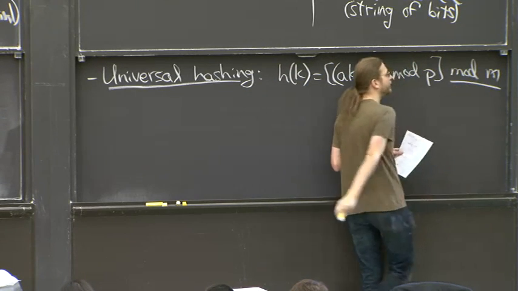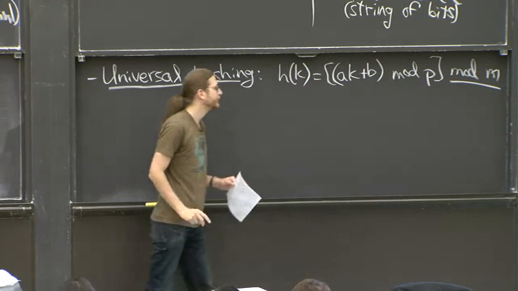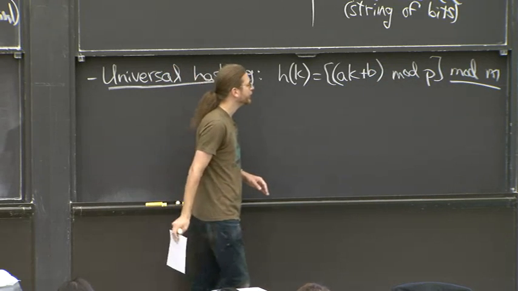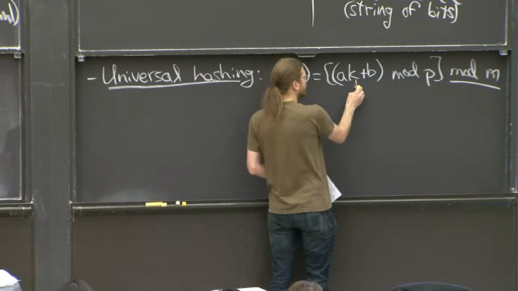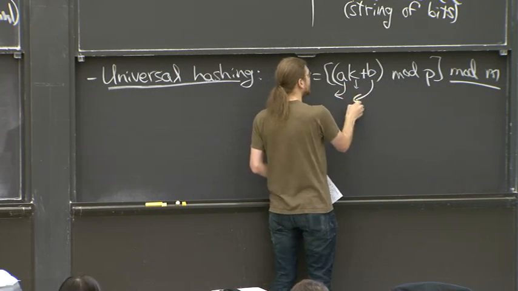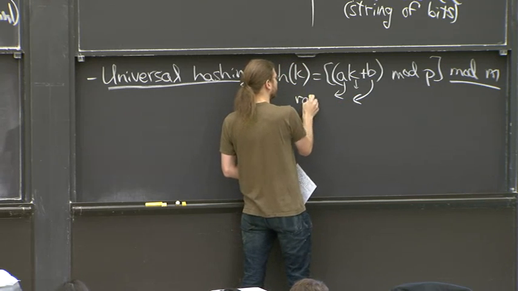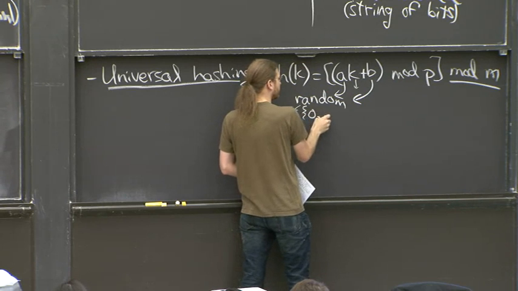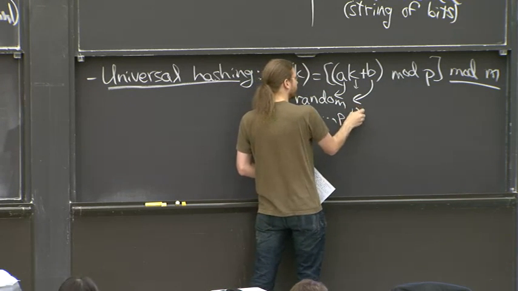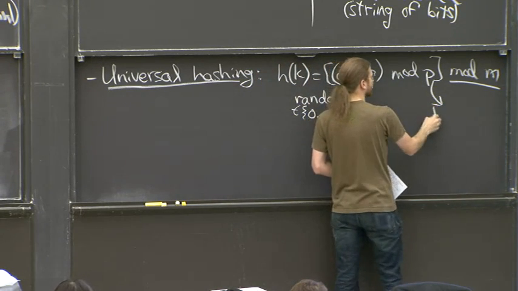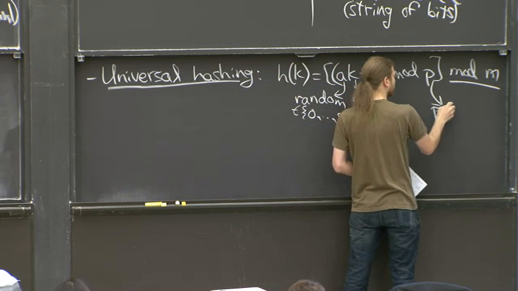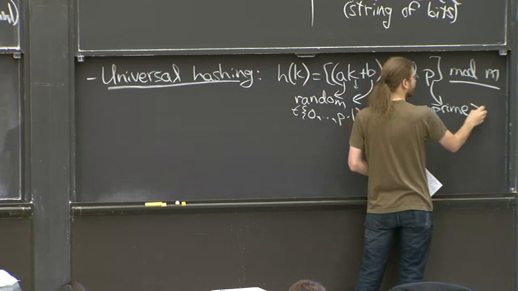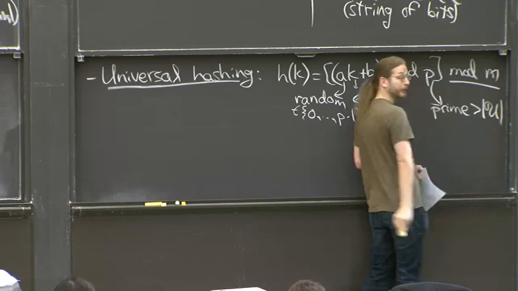OK, we see a mod m on the outside. That's just division method, just to make the number between 0 and m minus 1. Here's our key. And then there's these numbers a and b. These are going to be random numbers between 0 and p minus 1. What's p? A prime number, bigger than the size of the universe. So it's a big prime number.